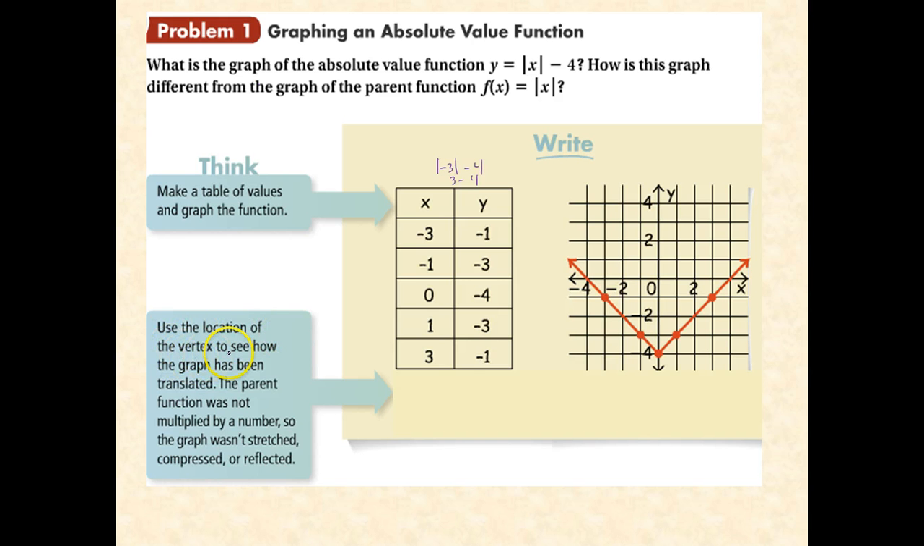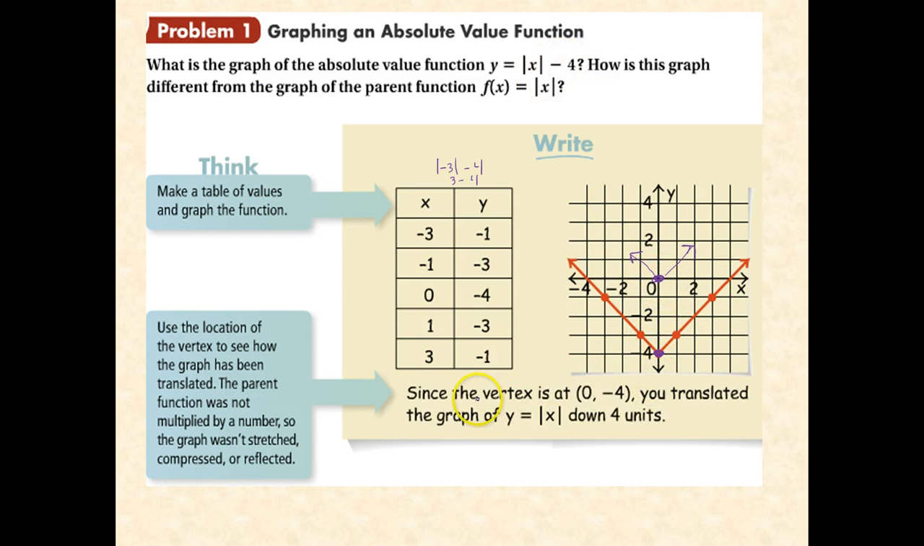So you use the location of the vertex to tell you where that function moved. The vertex of f of x equals absolute value of x is at 0, 0. So here's your absolute value of x function, the parent function. So what happened to this member of the family? It was translated down 4 units. So if we do -4 at the end, that's a translation down of 4 units. Subtract 4 goes down 4. That's what I said. It's not like there's a video of me saying it wrong.